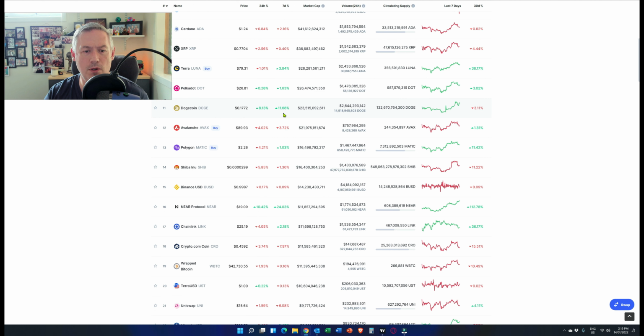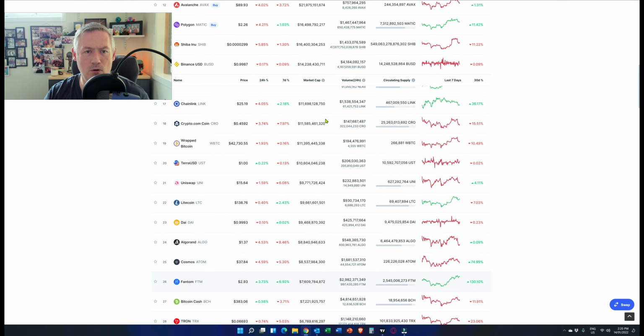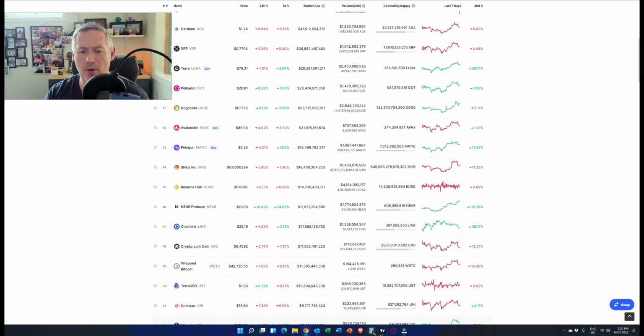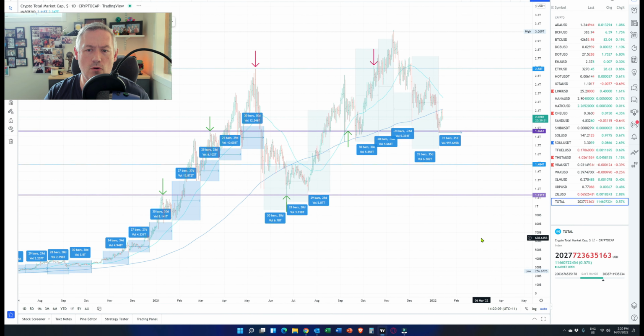Dogecoin, 11.68%. Near Protocol doing really well at 24% up, and up 112% for the last 30 days. But pretty much overall, you're looking at mainly reds here on the screen. So we jump over to our charts. Let's have a look here at our total market cap.